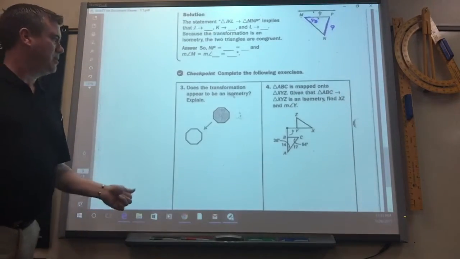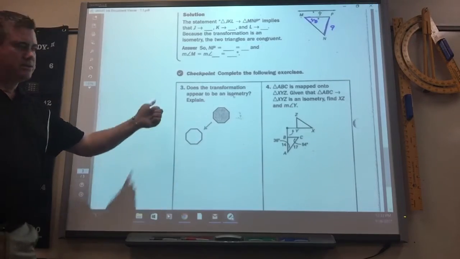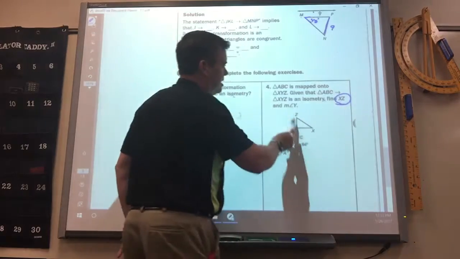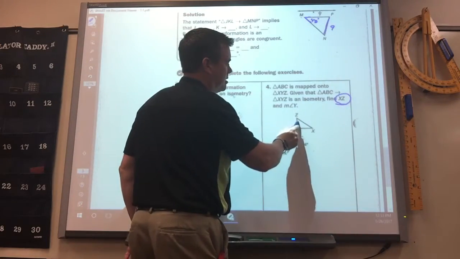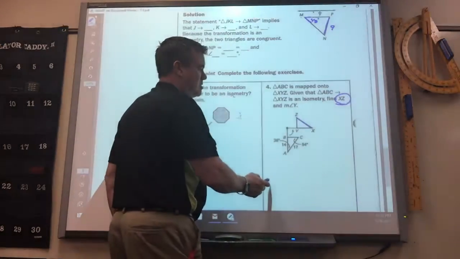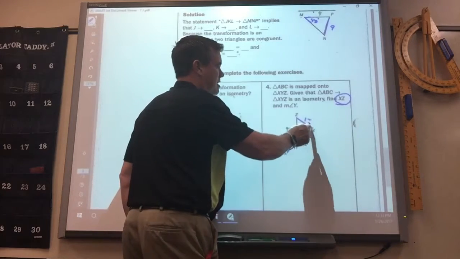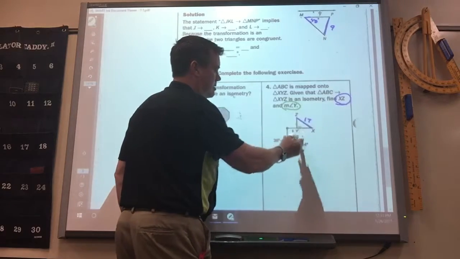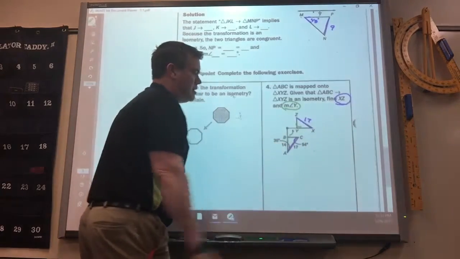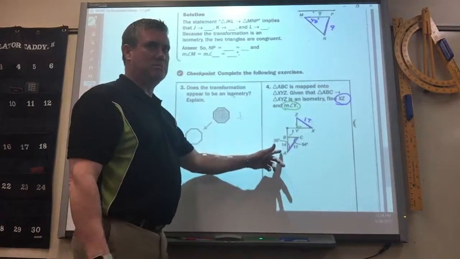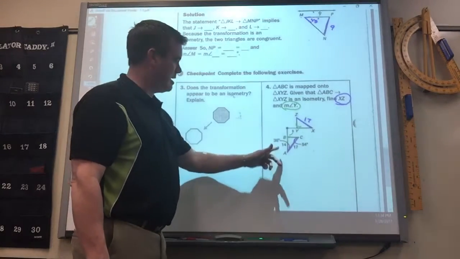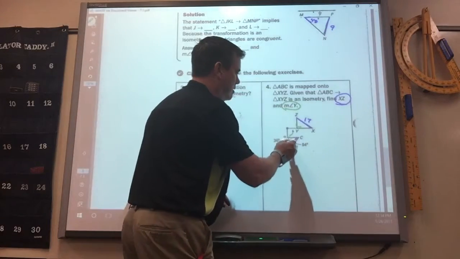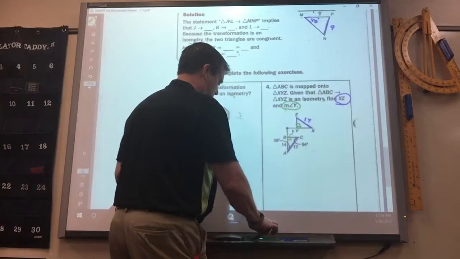It's pretty simple. Is this an isometry? Yes. Find XZ here, since it is a rotation. XZ is the same as AC, so that's 17. And the measure of angle Y is the same as B, which we have to figure out. It would be 90, because 36 and 54 is 90, which means this would have to be a 90. So angle Y is also 90.